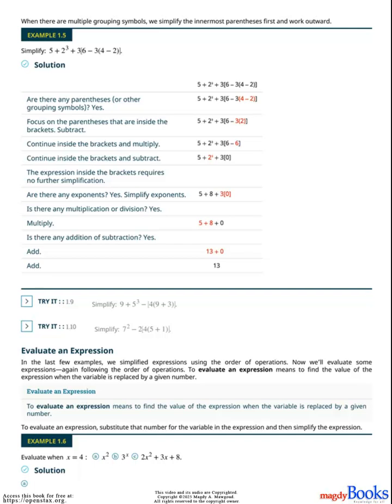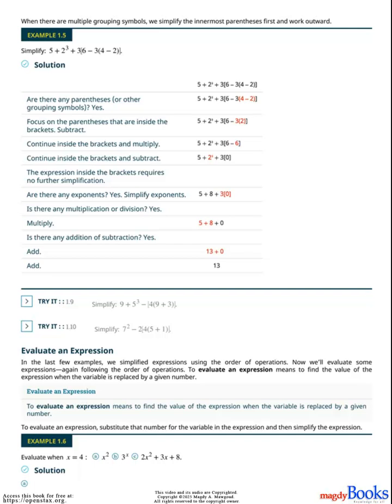Are there any parentheses or other grouping symbols? Yes. 5 plus 2 cubed plus 3 times, open square bracket, 6 minus 3 times, open parenthesis, 4 minus 2, closed parenthesis, closed square bracket. Focus on the parentheses that are inside the brackets. Subtract. 4 minus 2 equals 2.